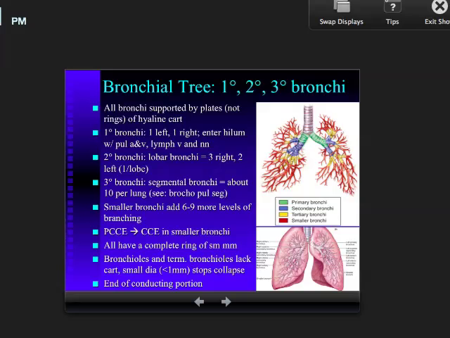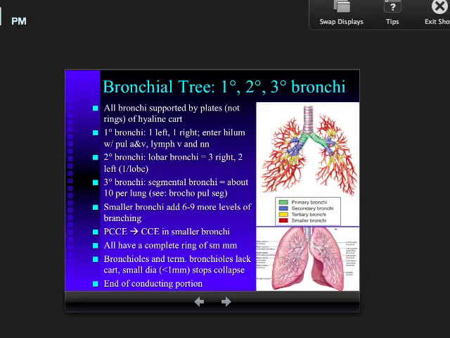And those then subdivide again into tertiary bronchi. And those tertiary bronchi go into what are called the bronchopulmonary segments. We're going to talk about those in a second. But the point here is that you have another layer of branchings, and these go into distinct, separate regions of the lung.